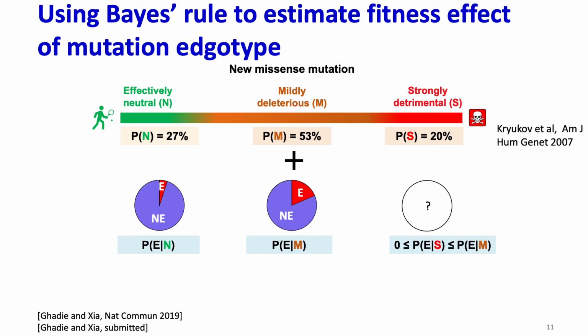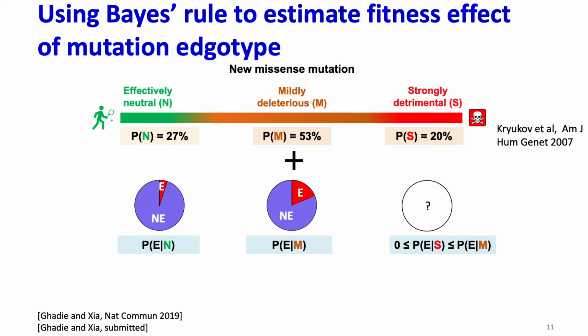This probability, P of E given S, may be as low as 0, which corresponds to the scenario where strongly detrimental mutations are all quasi-null rather than agetic. And it may be as high as P of E given M, which corresponds to the scenario where strongly detrimental mutations and mildly deleterious mutations share similar fractions of agetic mutations. The actual value of P of E given S is somewhere in between these two bounds, but we believe that it should be closer to the lower bound than to the upper bound.